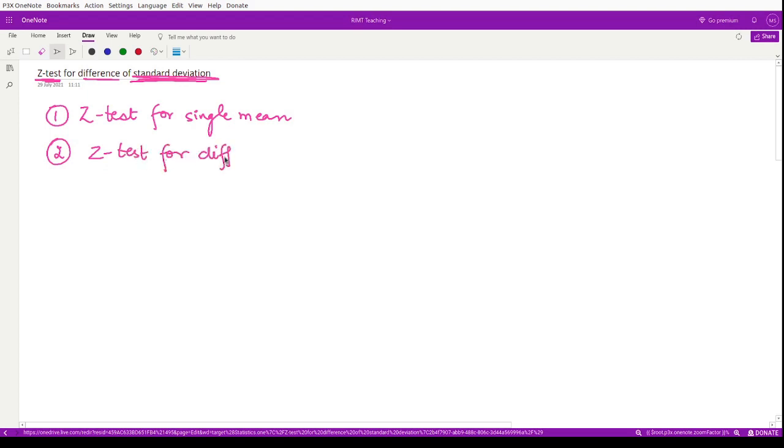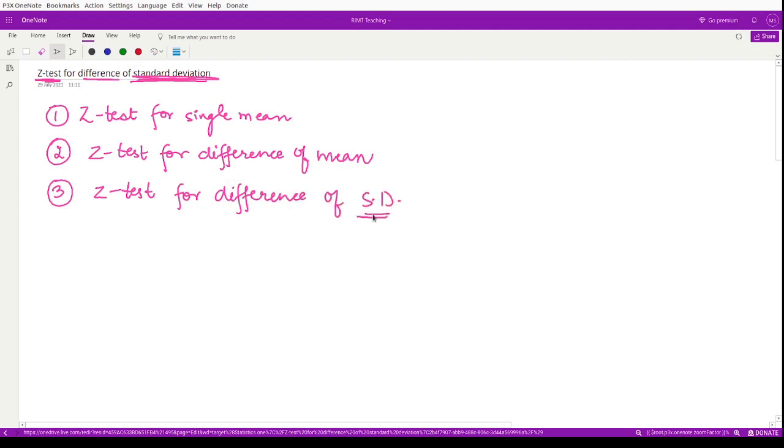So that means whenever you have two samples, you want to check whether the two samples come from the same population or not, or is there any difference between two different samples. And in the third case, which we'll study now, we'll study the z-test for difference of standard deviation. So in this case, we will compare the standard deviations for these two.